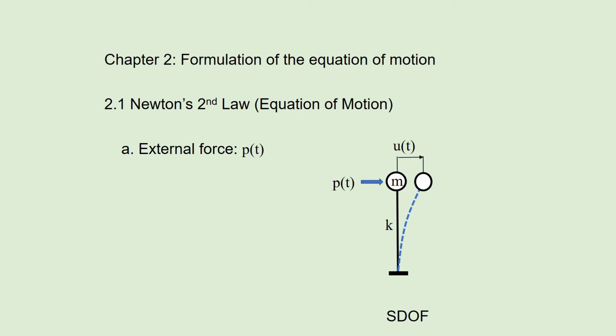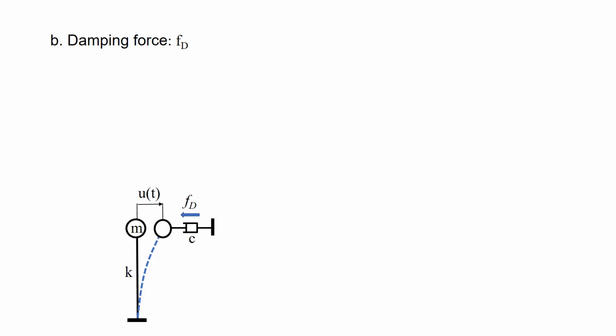First, the external force P(t), which is a function of time t. Next, the damping force Fd, which restrains the dynamic movement. When the mass moves to the right, it works to push it back to the left. When the mass moves to the left, it works to pull it back to the right.